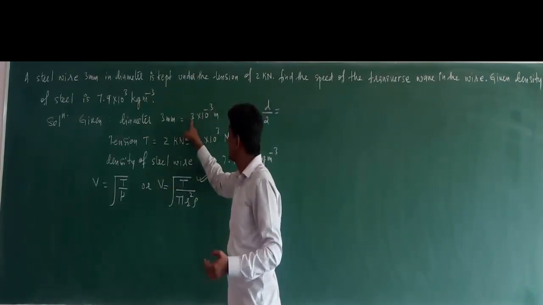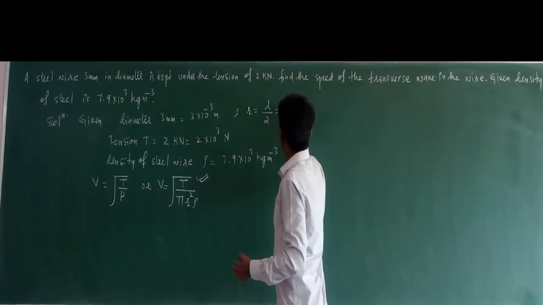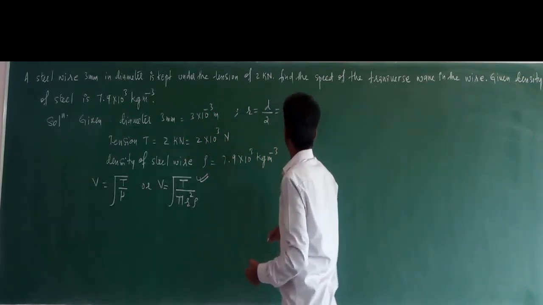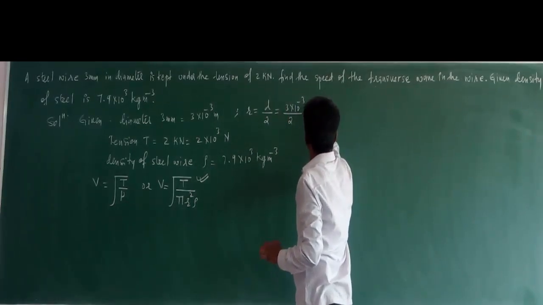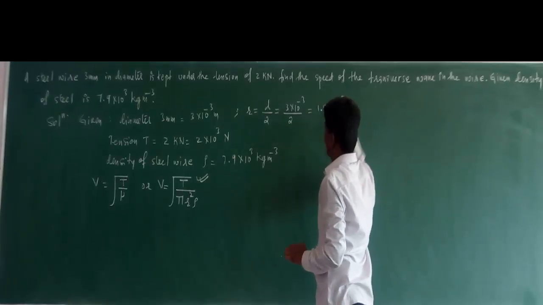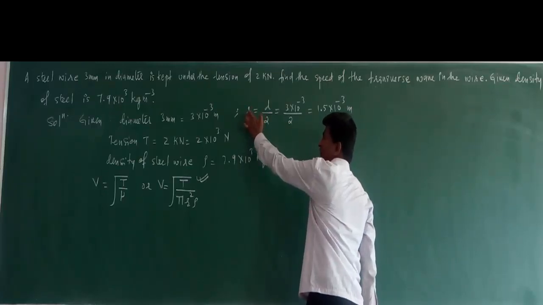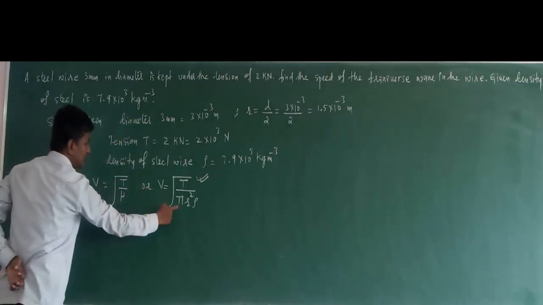So R is equal to d by 2, where d is given as 3 into 10 raised to minus 3 meter. 3 into 10 raised to minus 3 whole divided by 2. So 3 divided by 2 is nothing but 1.5 into 10 raised to minus 3 meter. So this becomes the radius of the steel wire.